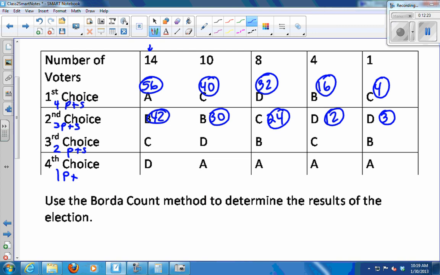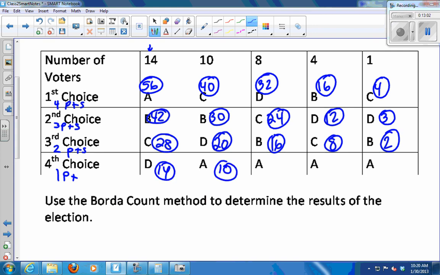Then we give out points for all the third place selections, 2 points per person, 2 points per ballot. C had 14 people put them in third place, so they get 28 points, 14 times 2. Then 2 points times 10 people is 20 points for D. 2 points times 8 people is 16. 2 points times 4 people is 8 points. And 2 points times 1 person is 2 points. In the last column, you get 1 point for a last place vote, so you get 14, 10, 8, 4, 1.